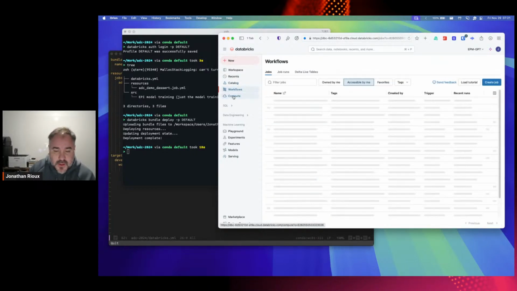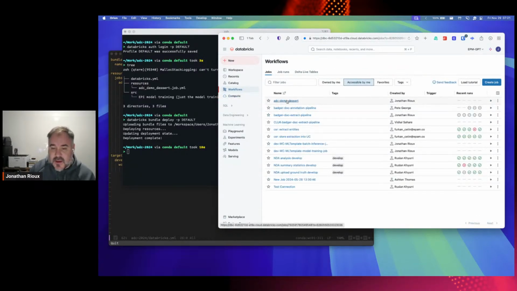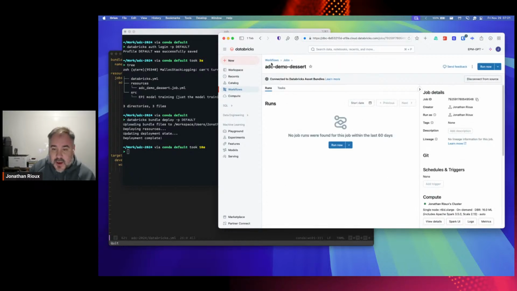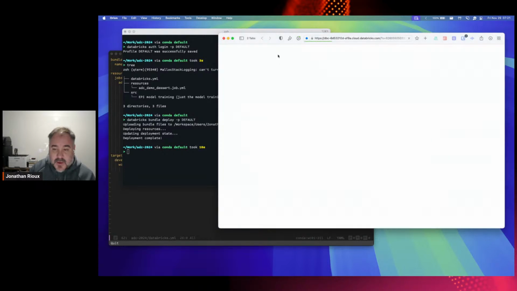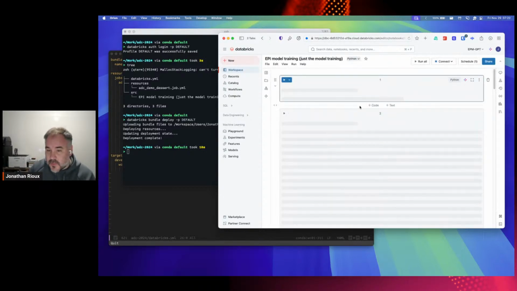Awesome. So first and foremost, I'm just going to make sure my cluster is running. My cluster is running. Fantastic. I'm going to be looking at my ADC demo, which is connected to Asset Bundle, and here I have my file for my model training. You can see here, it's nothing too complicated.